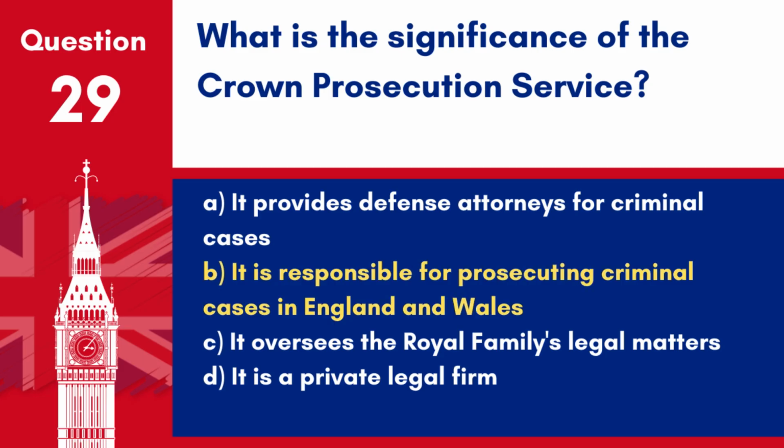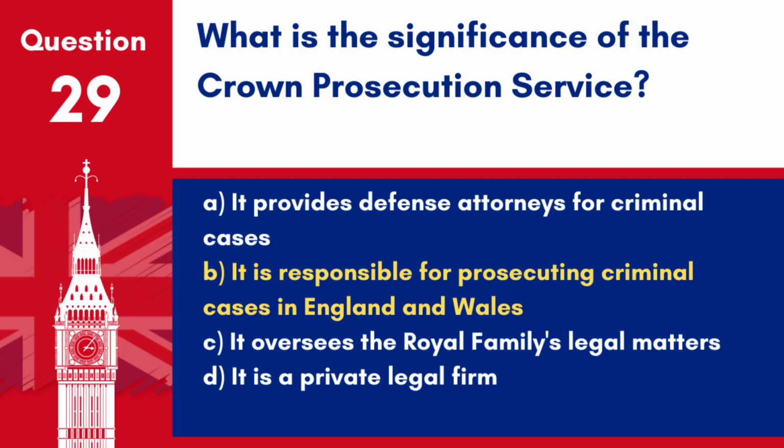Answer. B. It is responsible for prosecuting criminal cases in England and Wales. The Crown Prosecution Service plays a crucial role in the justice system by deciding whether suspects should be charged with criminal offences.